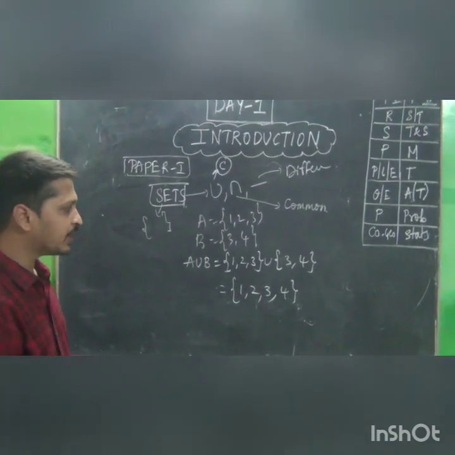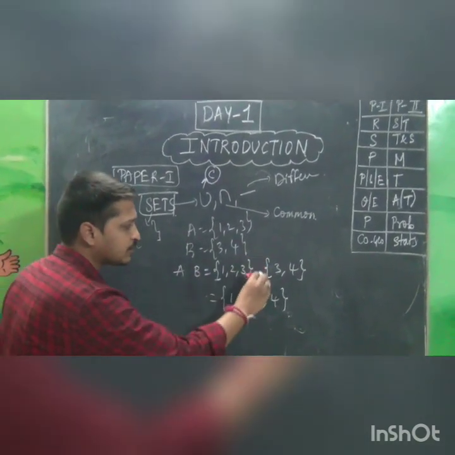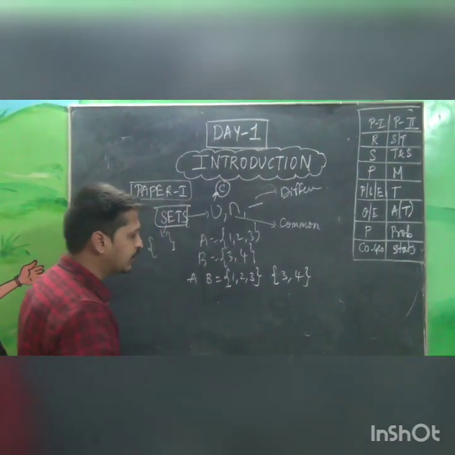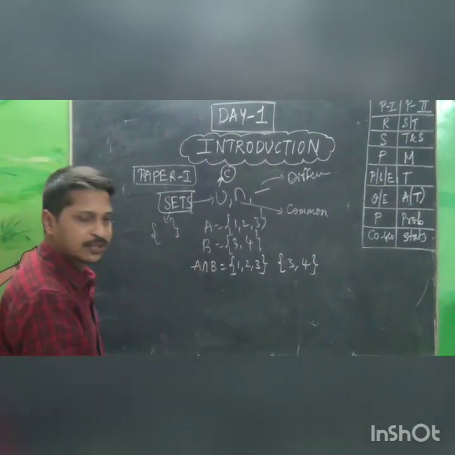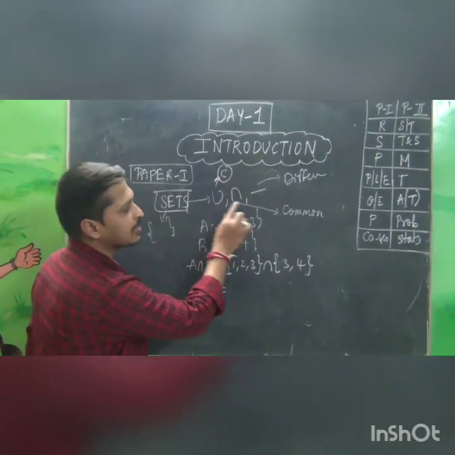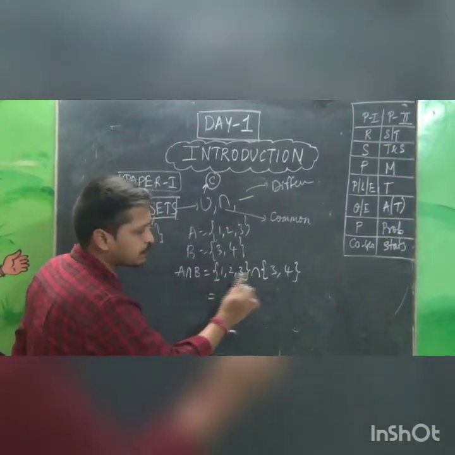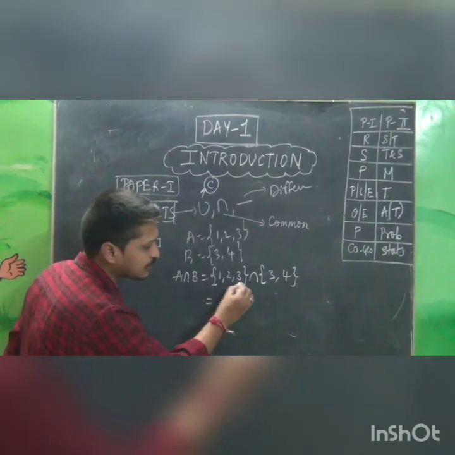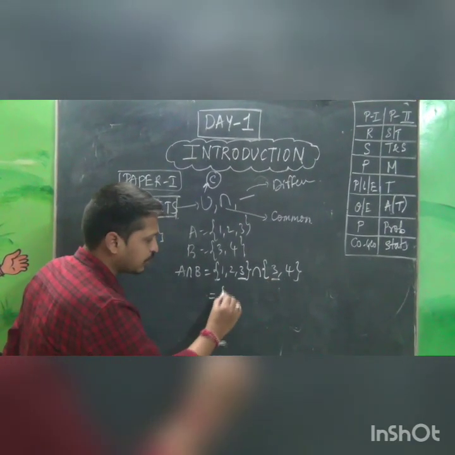Now, next coming to the intersection. Here, instead of union, let's take intersection. Again, we have the same thing, intersection. Here intersection, as I told, is the common. If you observe both the sets, we have 3 as a common in both. Now, 3.